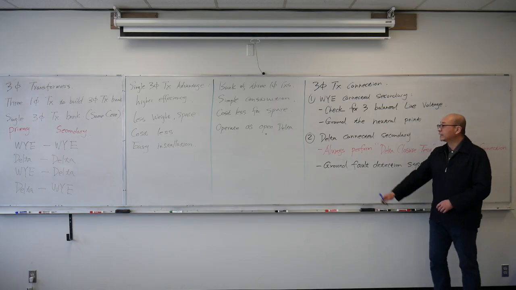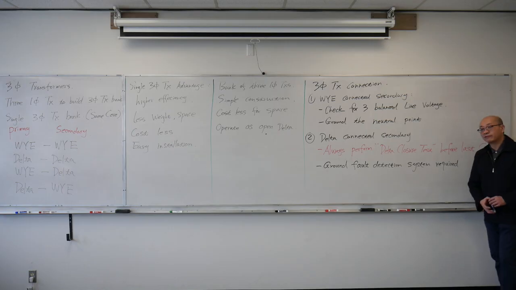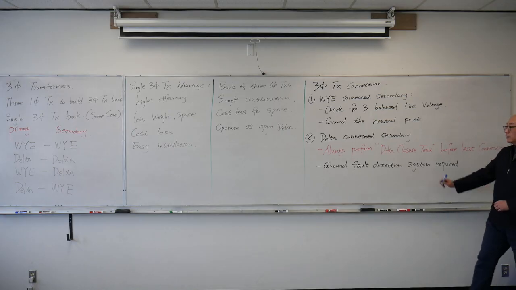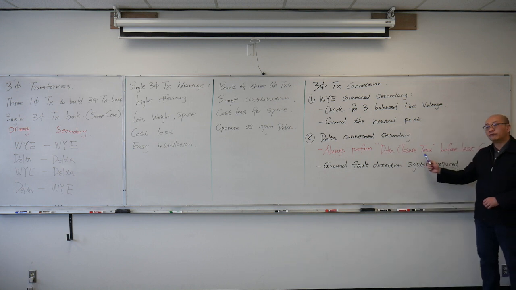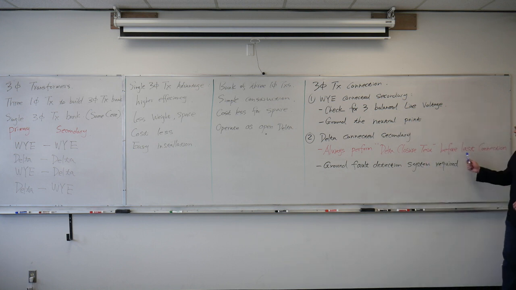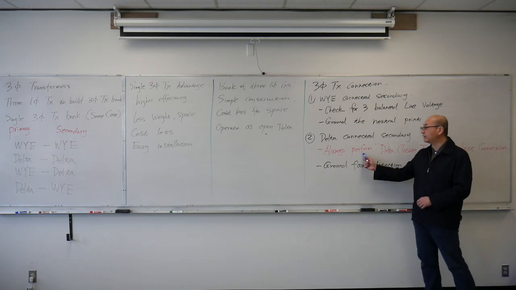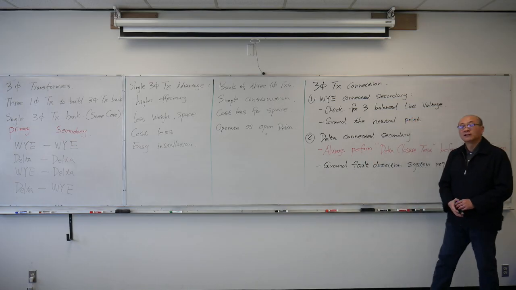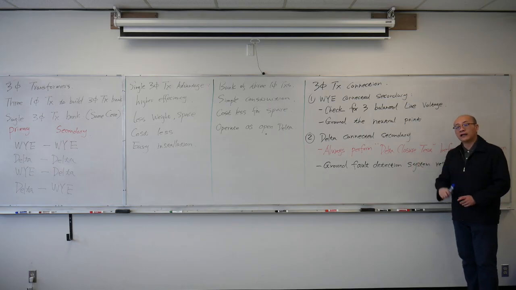If the secondary is connected delta, the most important thing is that you always have to perform a delta closure voltage test before you make the last connection. There might be a lot of connection points you have to make for that three-phase transformer bank, but if the secondary is delta, before you make the last connection, you have to perform a delta closure test.